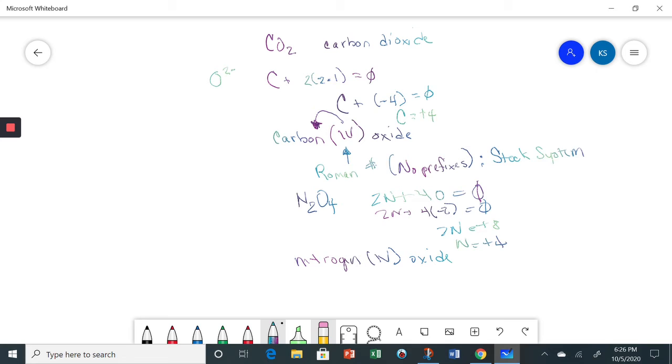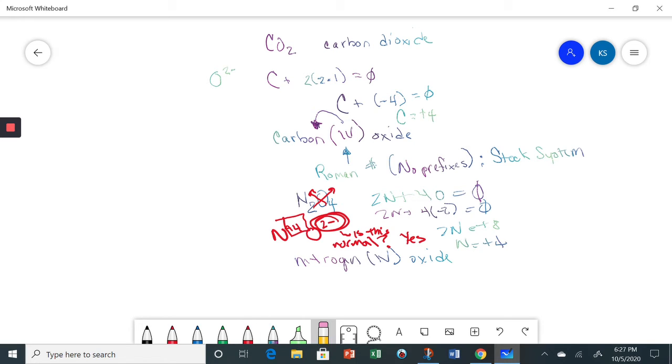Cheat method. Reverse crisscross. Throw that one up there. Throw this one up here. I'd have N plus 4, O 2 minus. Then you ask on this guy, is this normal? Would that be the usual charge for oxygen? The answer is yes, because oxygen is usually 2 minus. So now I know that this is correct, and I wouldn't have to go through the math.